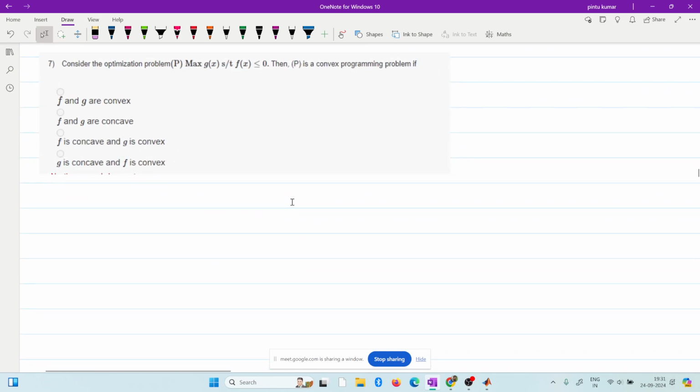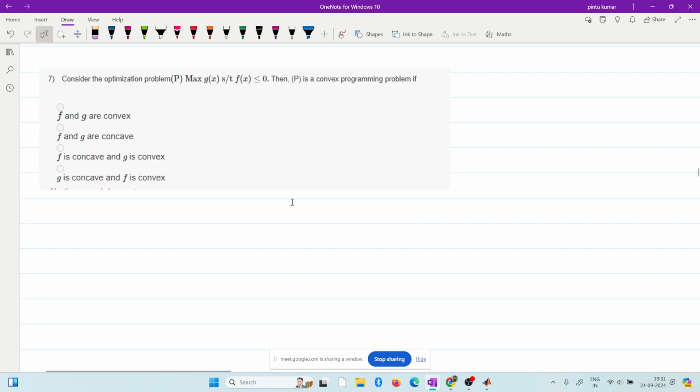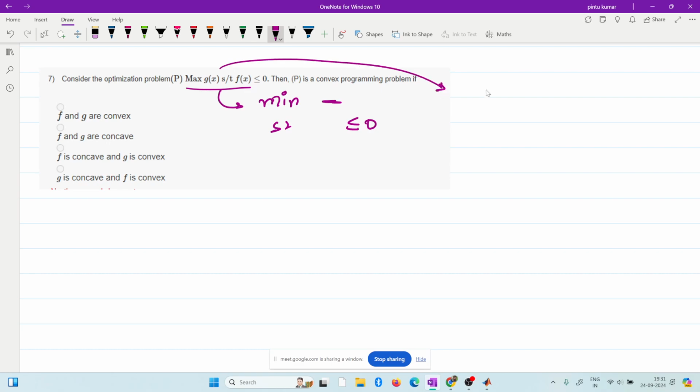So let's look at this example. The question is, consider the optimization problem, maximize g of x subject to f of x less than or equal to 0. Then P is a convex programming problem. We have discussed when it is a convex programming problem. If you don't remember the condition, the easiest way is to reduce it to the standard form: minimize something subject to something less than or equal to 0. So if you convert it to that form, it would be minimize minus g of x subject to f of x less than or equal to 0, right?